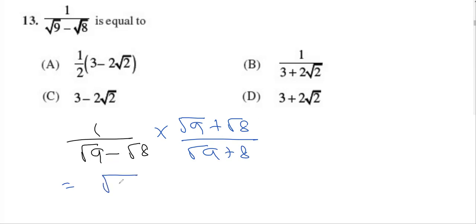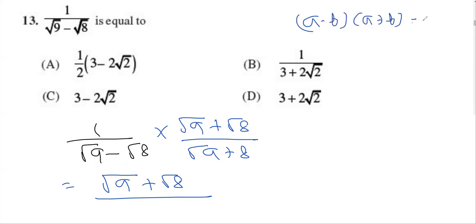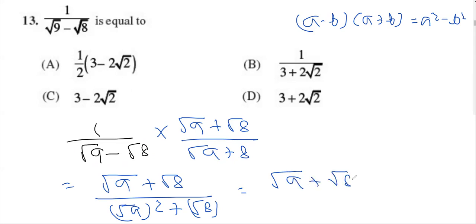With further simplification, it's under root 9 plus under root 8 in the numerator because it is multiplied by 1. And below you can see it is in the form of an identity, that is a minus b multiplied by a plus b is equal to a square minus b square. So this will be under root 9 square minus under root 8 square. Now the numerator will be as it is as of now. And the denominator, oh, this is minus, right? A square minus b square. Under root 9 square will be 9 only, and 8 square is 8.